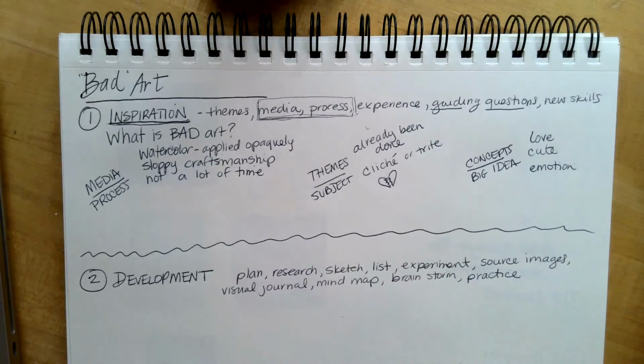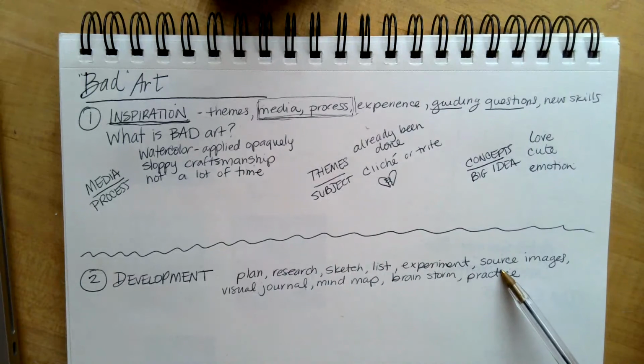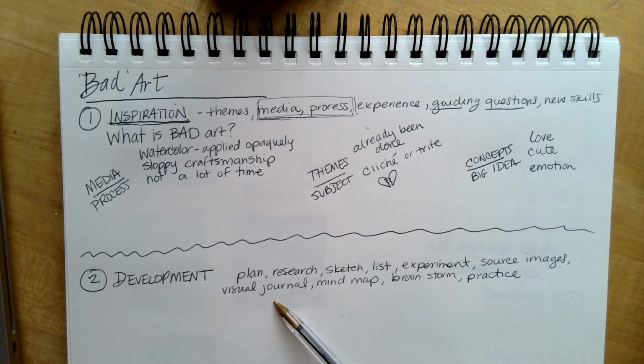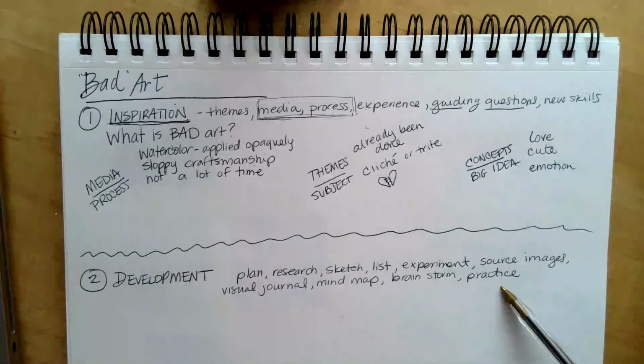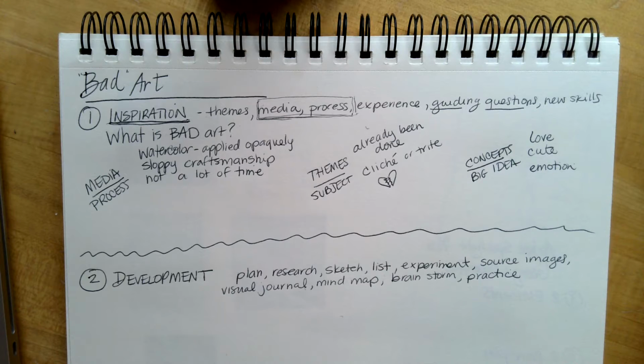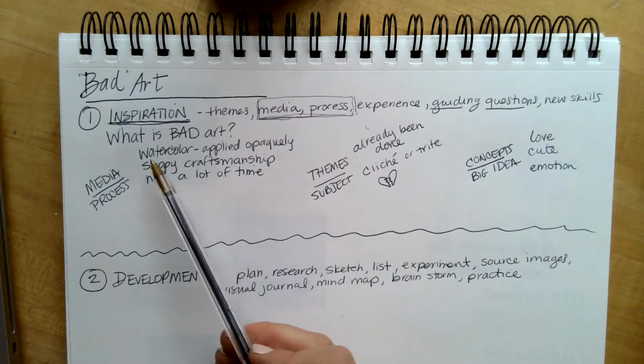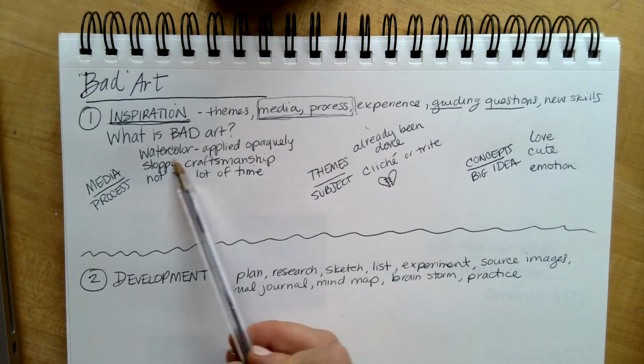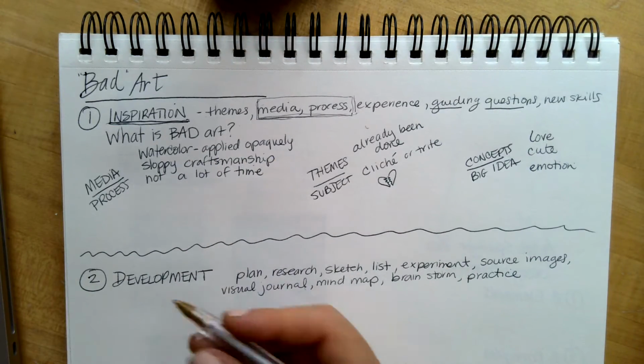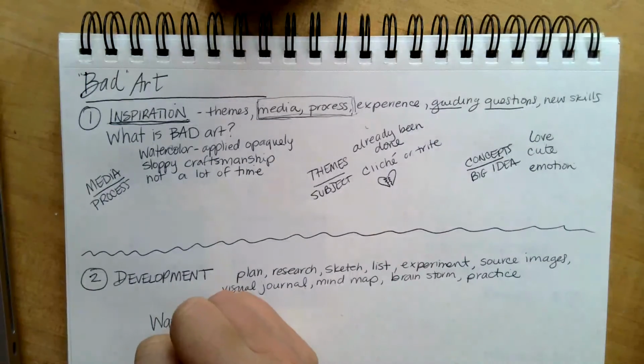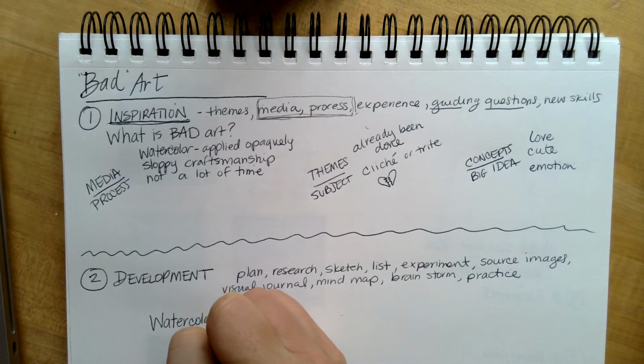So the next step is development. So when I start to develop, I am going to plan, research, sketch, list, experiment, find source images, do a visual journal, make a mind map, brainstorm, practice. So let's say for me, the first thing I thought about was watercolor applied opaquely. So what I'm going to do is I'm going to start with watercolor.